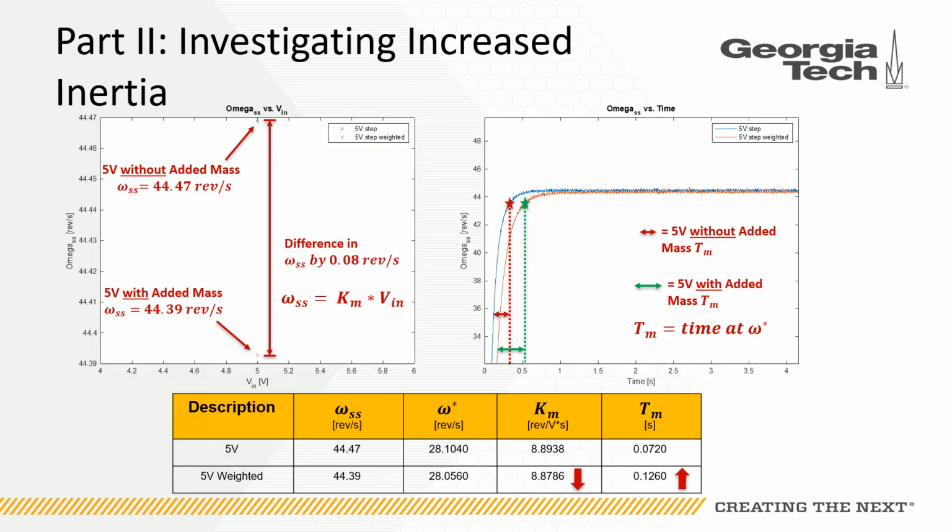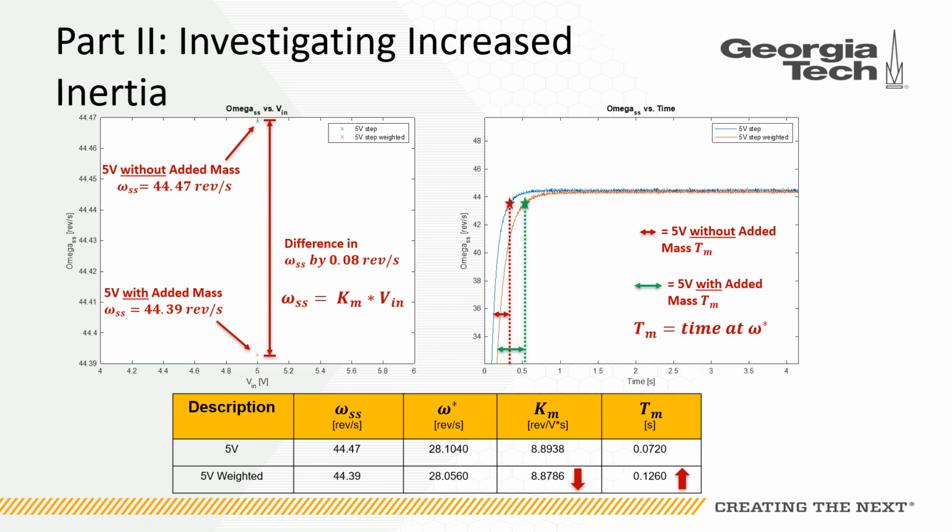Here we are investigating the effects of adding mass on the Km and Tm values. From the table, we can see that the Km values decrease slightly with added mass. This is not expected because the Km value should stay the same since the steady state omega will stay the same even with the increased inertia. We believe this small difference can be attributed to error in the lab measurement and hardware.